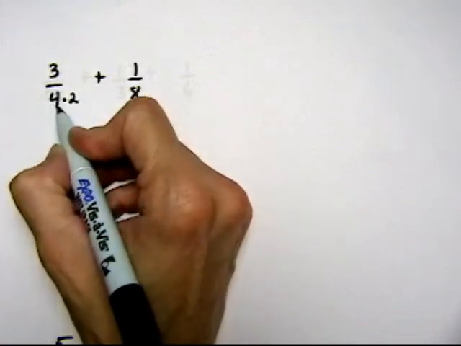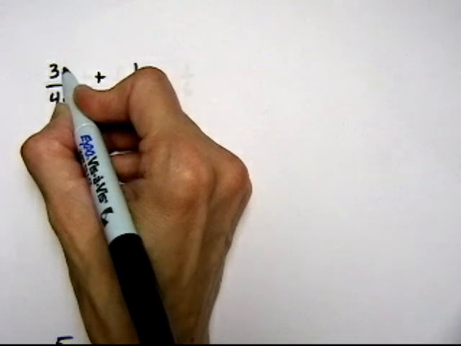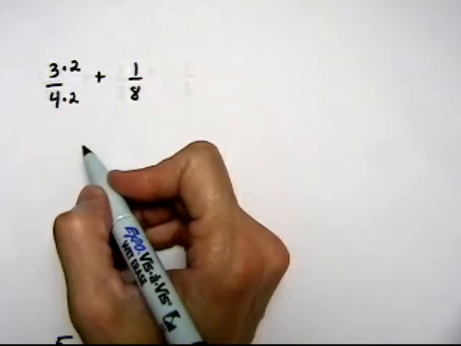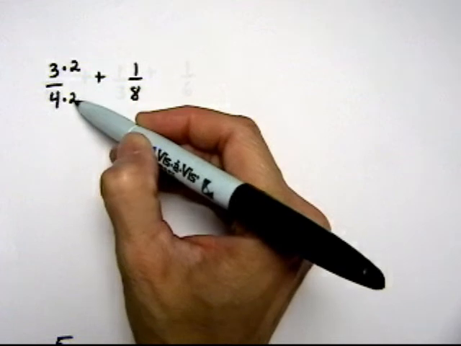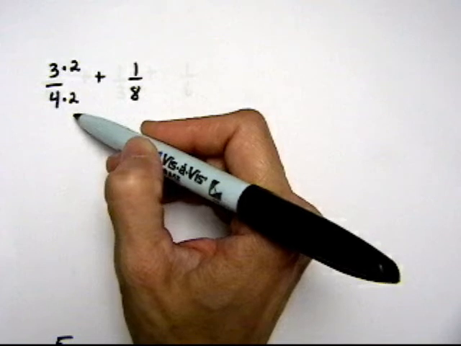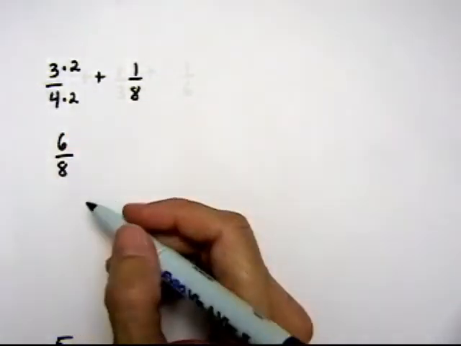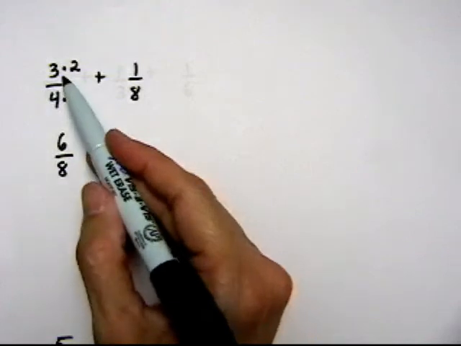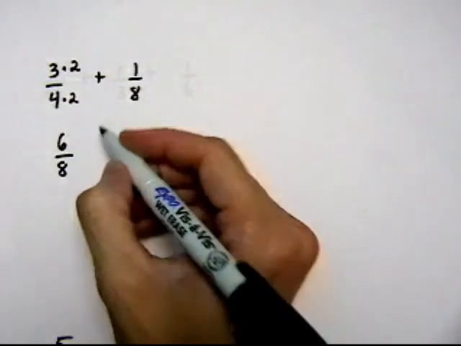Now if I do 4 times 2 here, I have to balance out this fraction by doing times 2 in the numerator also. That way what I'm really multiplying by is 2 over 2, which is 1. So I'm not changing the value of my fraction, I'm just changing what it looks like. Instead of 3/4, I have now 6/8. But it's really the same value.